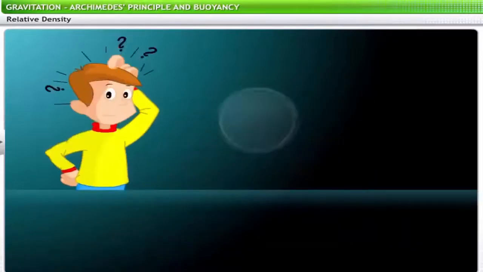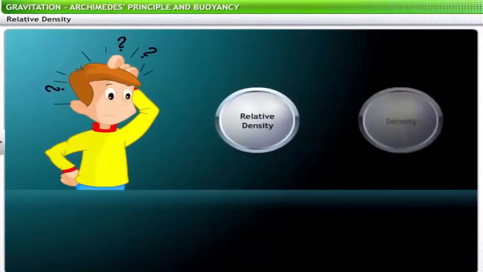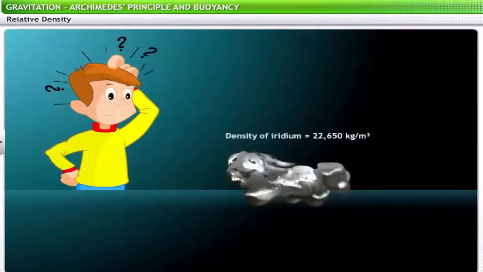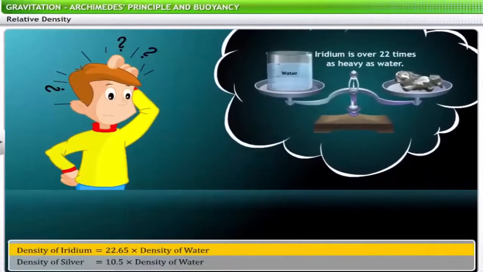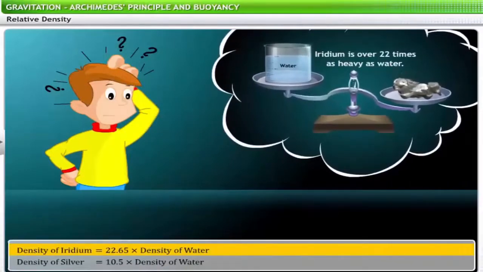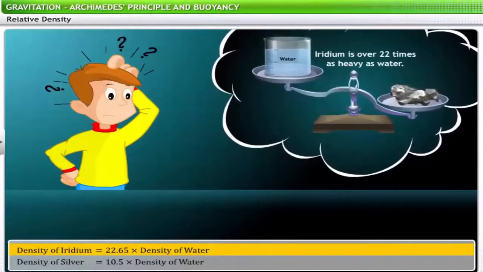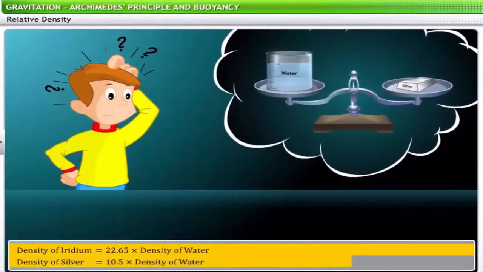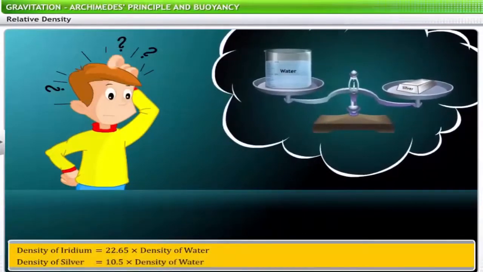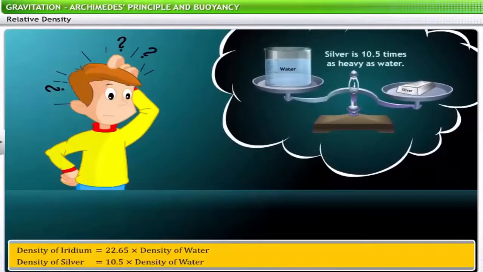For laypersons, the concept of relative density may be easier to understand than density. For example, if we state the density of iridium as 22,650 kilogram per meter cube, not everyone may easily grasp how heavy iridium really is. However, if we say iridium is over 22 times as dense as water, the number gives us a realistic idea of weight of the unit volume of iridium. As a more common example, the relative density of silver is 10.5. This means silver is 10.5 times as heavy as water.